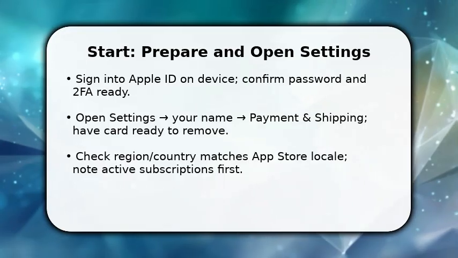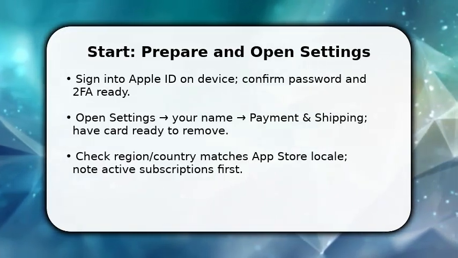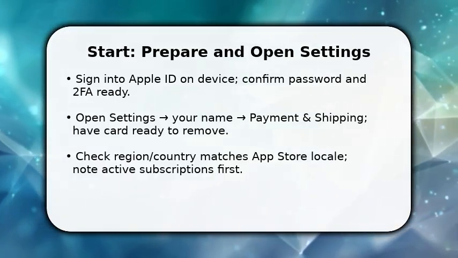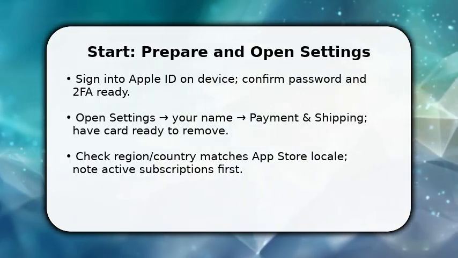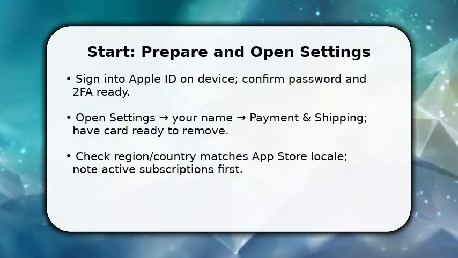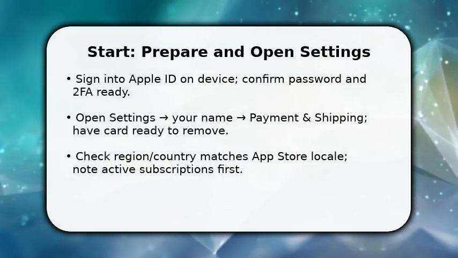You start by signing into your Apple ID and confirming two-factor access so you can change payment settings without interruption. Once signed in, open Settings, tap your name, then Payment and Shipping. This is where you will remove or edit billing methods.